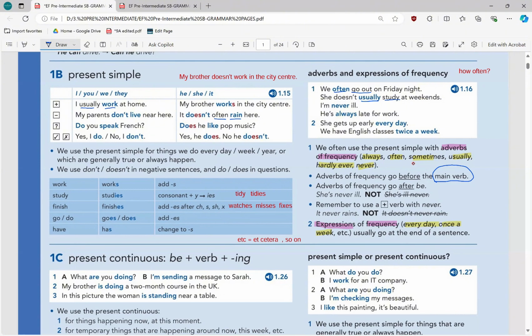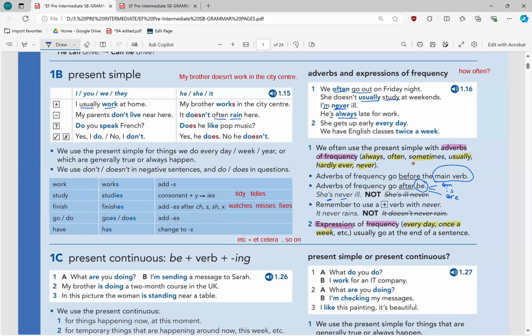All right. Now, what about if it's verb be? If it's verb be, then we use them after it. Verb be, obviously, has got 3 forms: am, is, and are. So when we have am, is, are in our sentence, instead of a main verb, we use adverbs of frequency after that. Like here, look, I am never. So never is coming after am. Or he is always. Never, always, they are adverbs of frequency. We're using them after am, is, are, or after be. Like she is never ill.